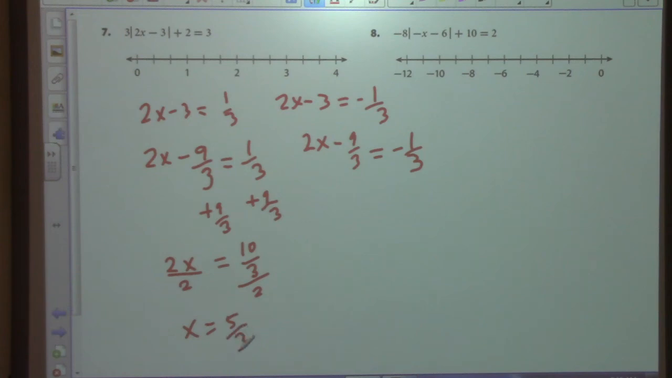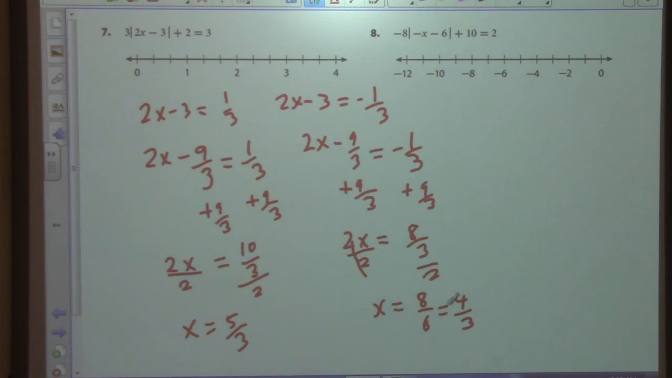And then for this one here, we subtract or add, thank you for reminding me that. So here we'll get 8/3, right? And divide by 2, we'll get 4/3. Because we'll get x equals 8 divided by 6, which equals 4/3, right? So that would be number 7.